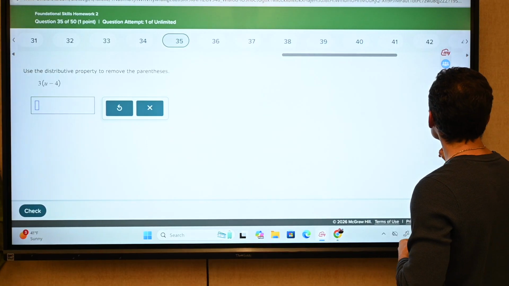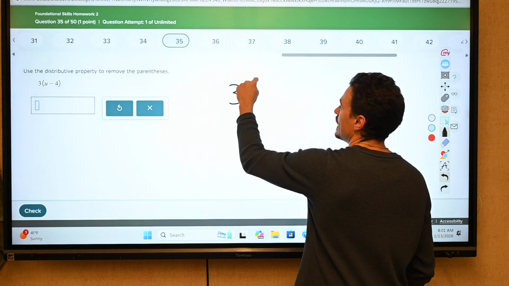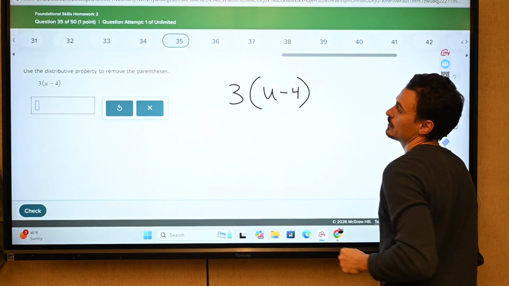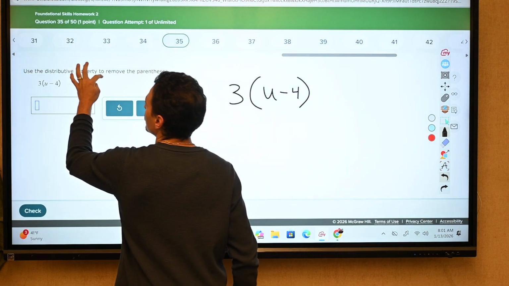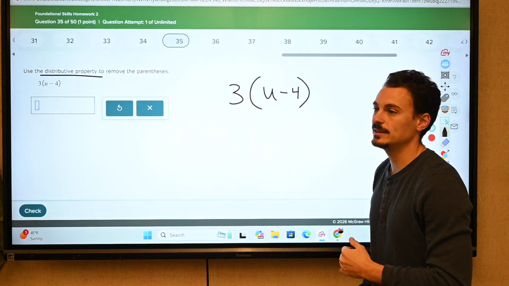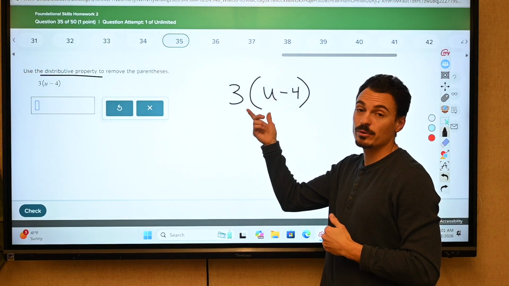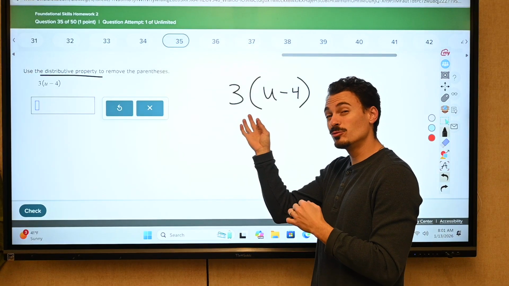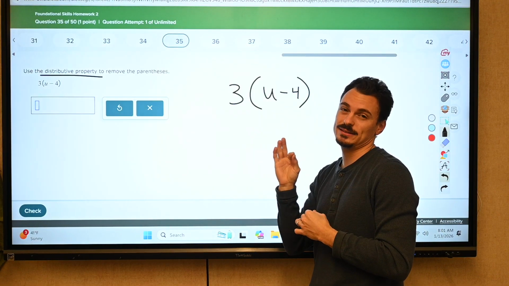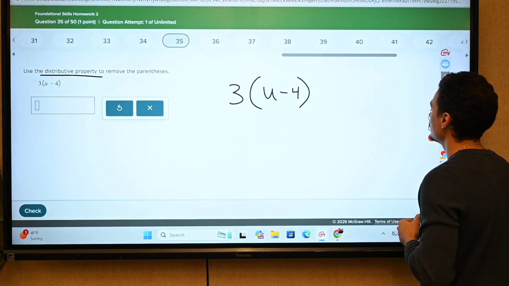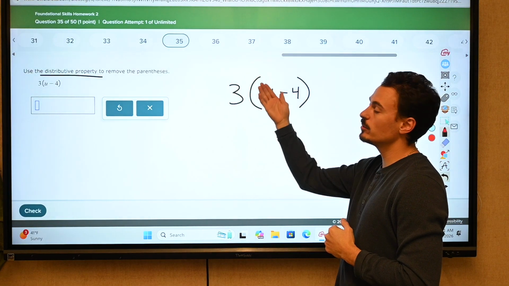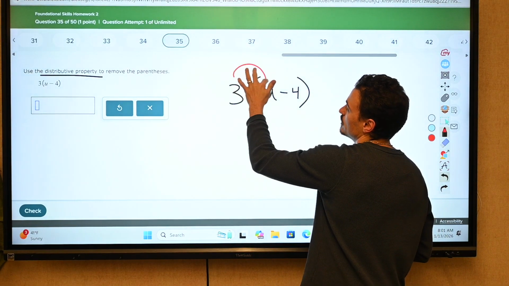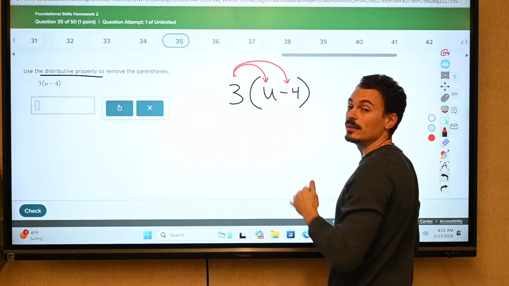Cool, amazing. So it tells us to take this expression, 3, and then in parentheses u minus 4, and it wants us to use the distributive property to remove the parentheses. Okay, so we have to notice that we have parentheses, which typically means multiplication, and then we have to see that the 3 is right next to the parentheses. So when that happens, you have to take that 3 and distribute the 3 to all the terms inside of the parentheses. So this 3 needs to distribute to the u, and also the -4.